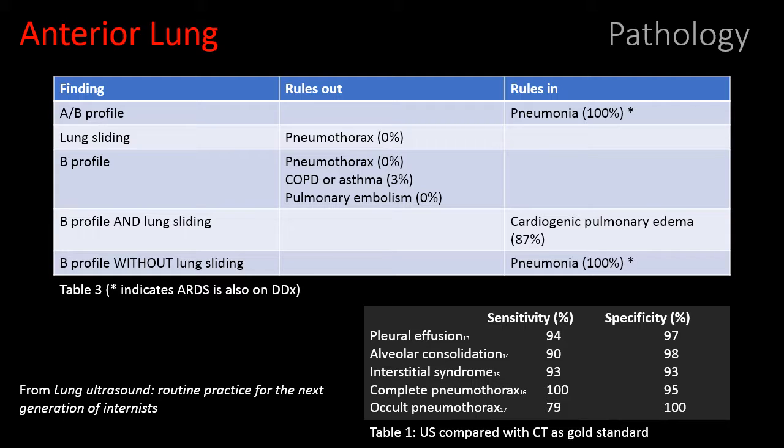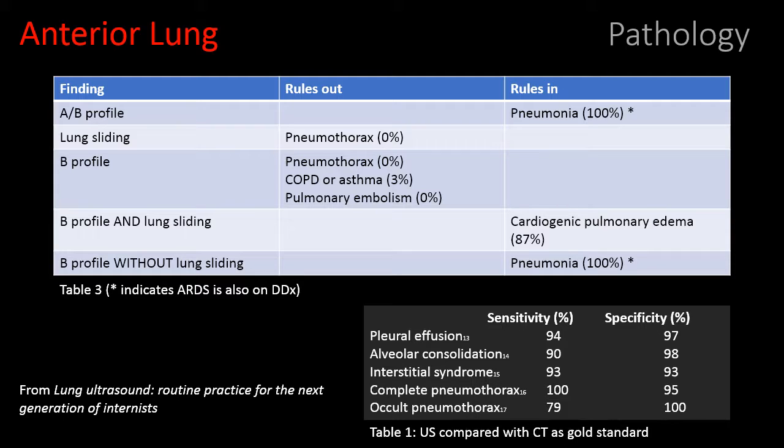Lung sliding tells you that you definitely do not have pneumothorax. If you can see lung sliding, that's by definition parietal and parenchymal pleura rubbing up against each other. And so at that spot where you have placed your probe, you definitely don't have pneumothorax. Similarly, a B profile, if you have those B lines, you know that that's lung tissue right there. So you don't have a pneumothorax there. You're unlikely to see that with COPD or asthma or pulmonary embolism as the cause of your dyspnea.